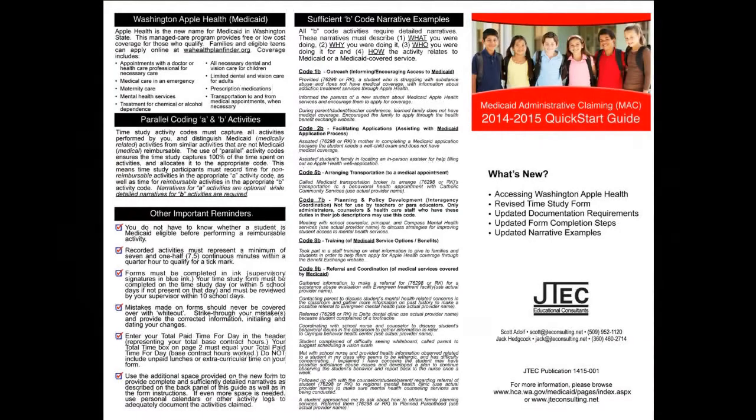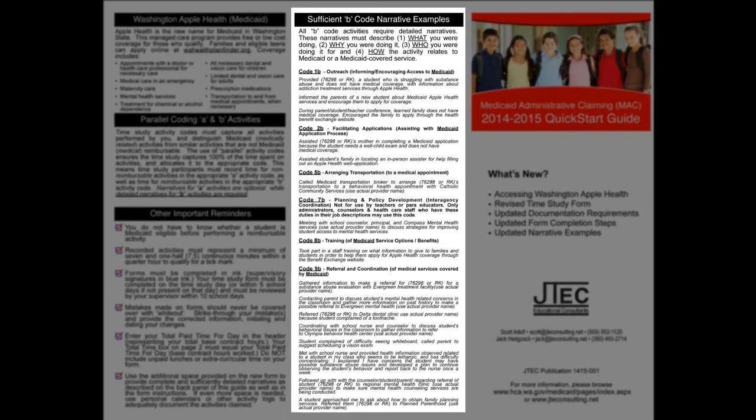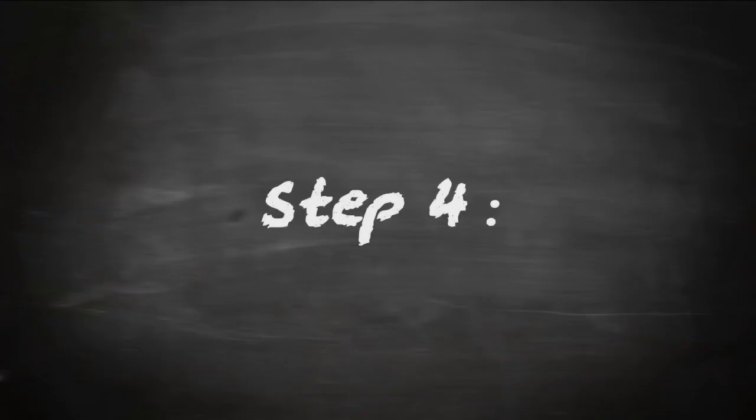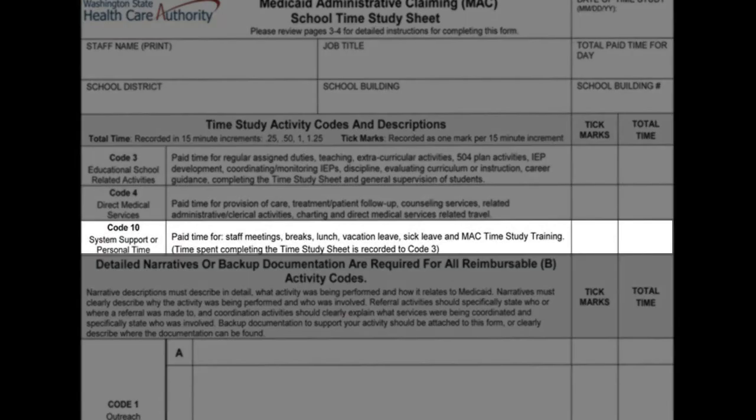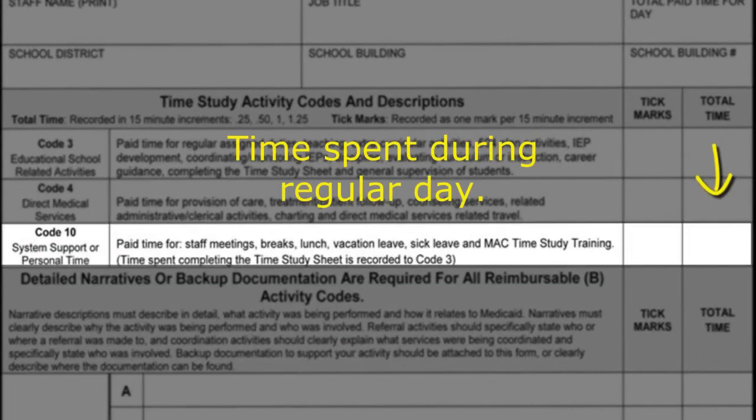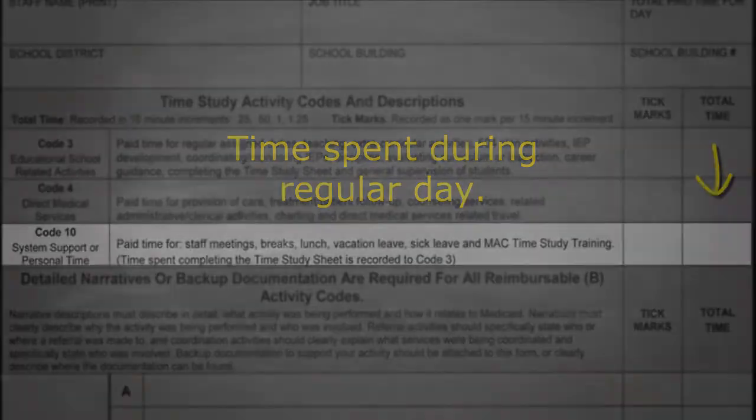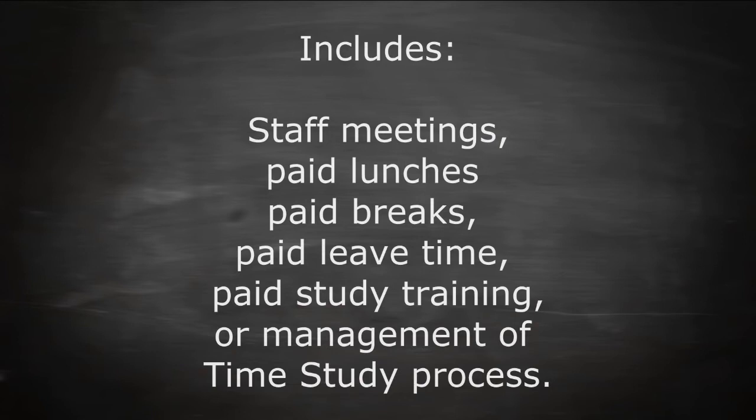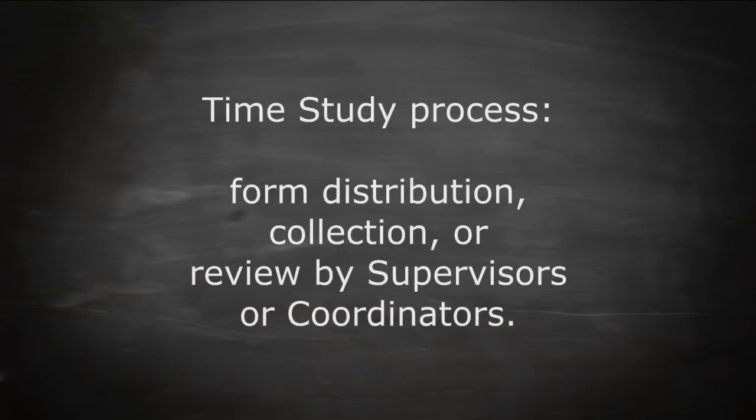When filling out the time study sheet, you should also refer to the JTEC Quick Start Guide in the area listed as Sufficient B Code Narrative Examples. Number 4. Tally and total Code 10 activities, which include time spent during the regular day in staff meetings, paid lunches, not unpaid lunches, paid breaks, paid leave time, paid study training, or management of the time study process in your building, such as form distribution, collection, and or review by supervisors or coordinators.